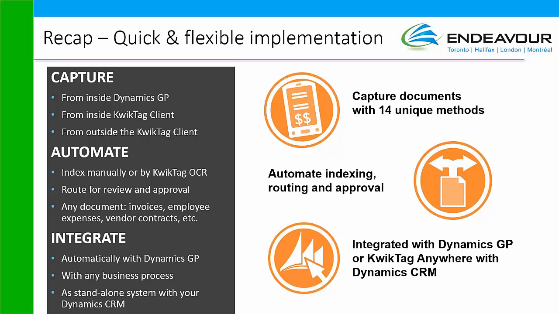In fact, if they're documents that you're going to be using OCR for, we can have them sent straight into our OCR engine. We can extract the data, populate the fields that we just looked at with our manual data entry, and have them be automatically populated by nature of extraction once the OCR is done. So we capture the documents up to about 14 different ways. From within GP, we looked at that, from within KwikTag, and from outside the KwikTag client, and that's an example of what I mean by having them sent in directly via email.